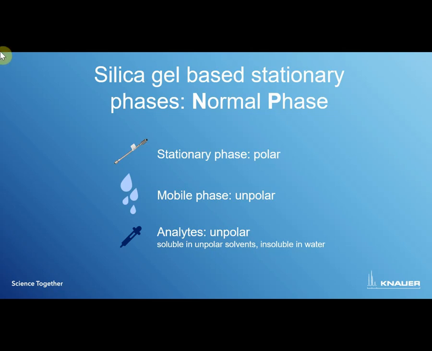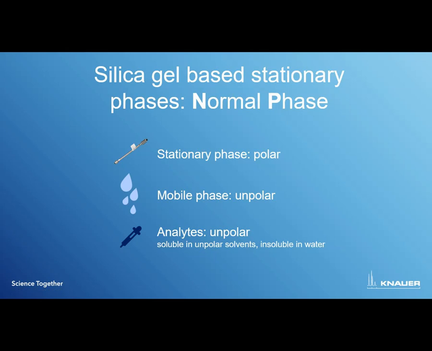So the stationary phase is a polar one. For example, the bare silica gel without any modification can be used in normal phase because it's really polar. The mobile phase is really unpolar. So you see here, this is the difference to the reversed phase mode, where it's completely the other way around. There you use unpolar stationary phases like C18 and more polar mobile phases with water contents and a little organic content. Here it's different. The stationary phase is polar and the mobile phase is unpolar.